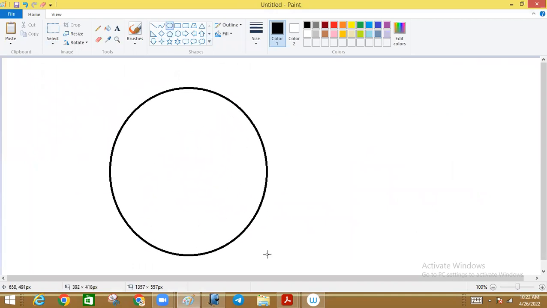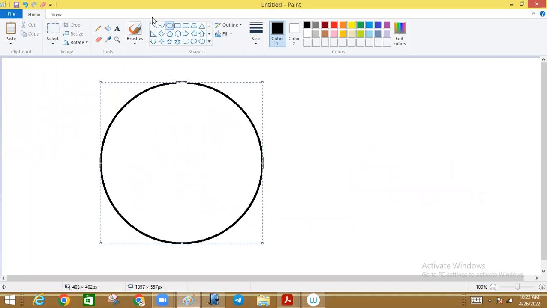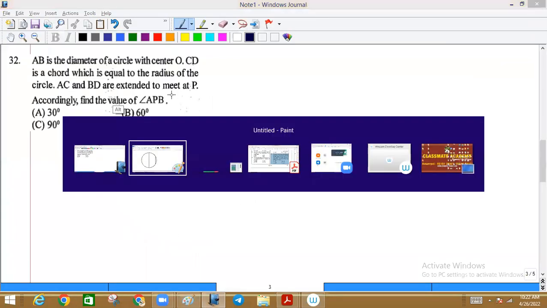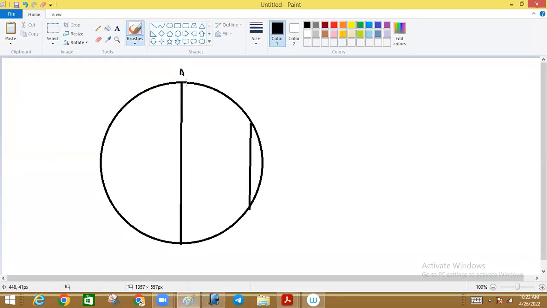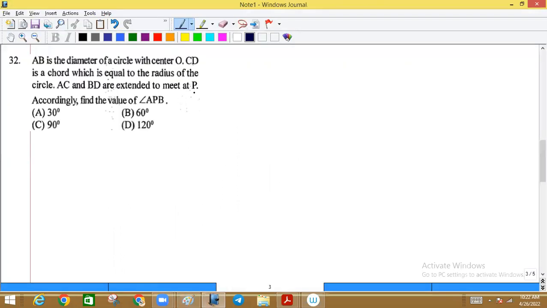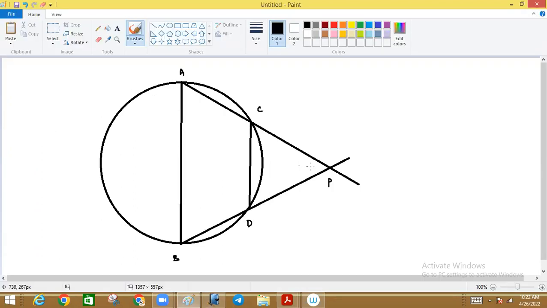I'm taking the diameter vertically. This is AB. Now this one is CD. AC and BD are extended. Let this one be AB, this one C, and this one D. If these two are extended, this is how it looks. One is this, another is this. They meet at point P. Accordingly, find the value of APB. So you need to find out this angle.